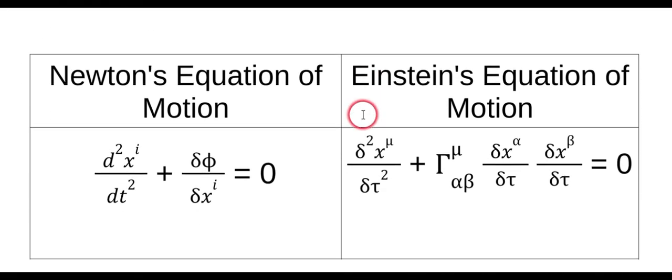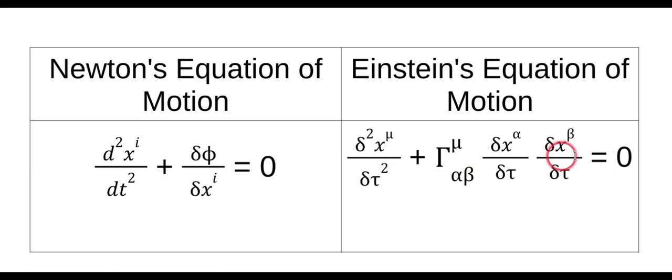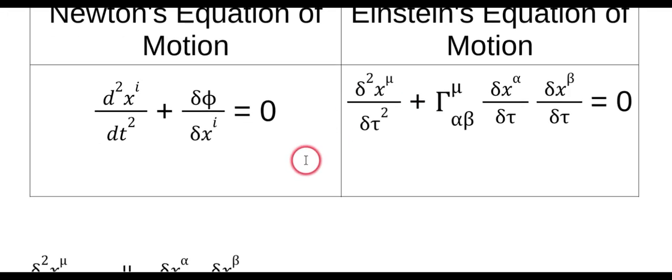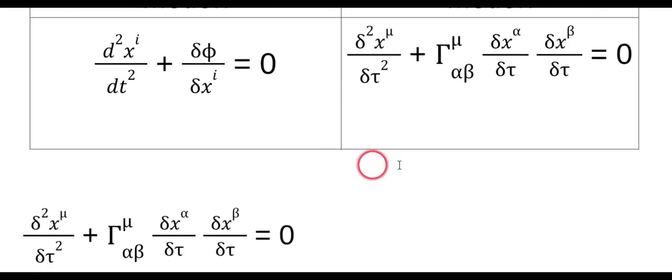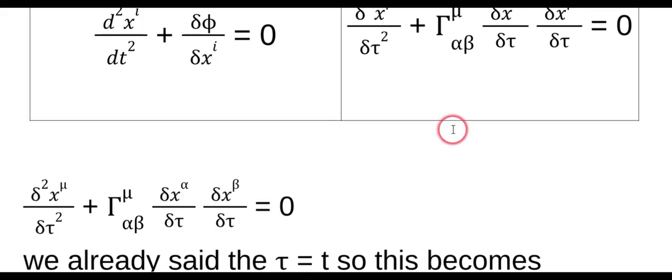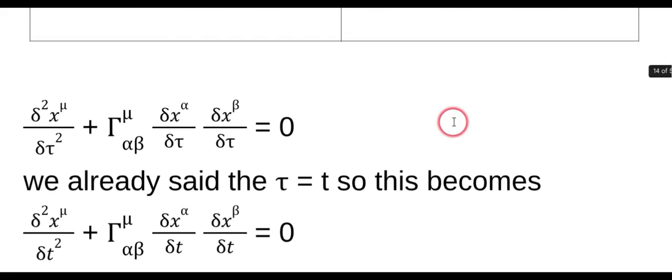So here's the geodesic equation, Einstein's equation of motion, and here's Newton's equation of motion. Now this looks a lot like that, but this doesn't look at all like this, right? So the first thing we can do is say, hey, we just said that tau is equal to t in the weak field slow moving limit. There needs to be an acronym for that. That tau is equal to t. So we can replace that already, and we get this far.